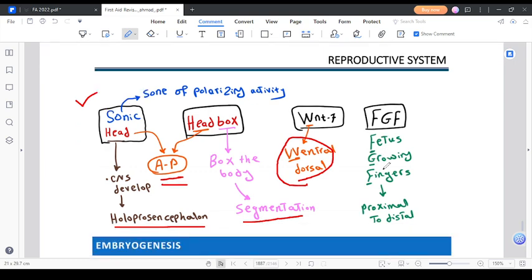No, I was right. I'm sorry, I was zoned out. Sonic hedgehog and the Hox or the homeobox are for the anterior-posterior growth. WNT7 is for the ventral to dorsal growth. Sonic hedgehog and Hox are for the anteroposterior, while the fibroblast growth factor is for the proximal to distal.